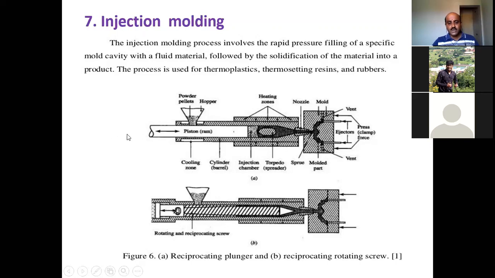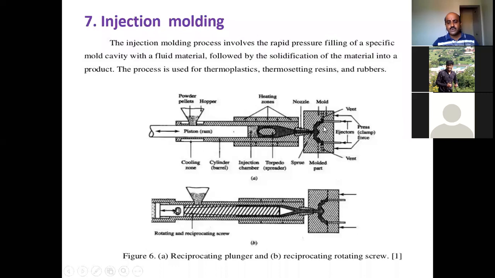Once the powder pellets have been loaded, the piston pressurizes and passes the raw material into this heating zone. The material gets heated up, and this is the mold. This is the mold cavity we have here. Once it passes through, the heated material gets the shape. Look at the shape of the product over here. And you allow this heated, pressurized product to solidify by cooling for some time.